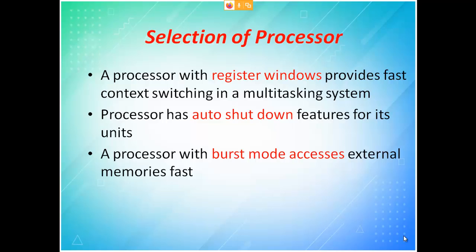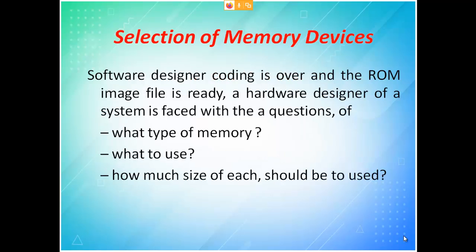Okay, and there are some cases where you call auto shutdown itself, which means your processor will be continuously checked, and if your processor gets stuck somewhere, then it may automatically go to shutdown and then it will restart. Okay, in some cases it will shut down and report, in some cases it will shut down and restart. A processor with burst mode accesses external memory fast, which is nothing but taking data at a faster rate. Okay, that's all.